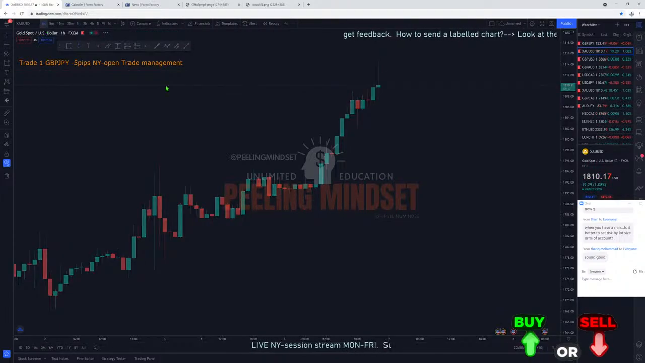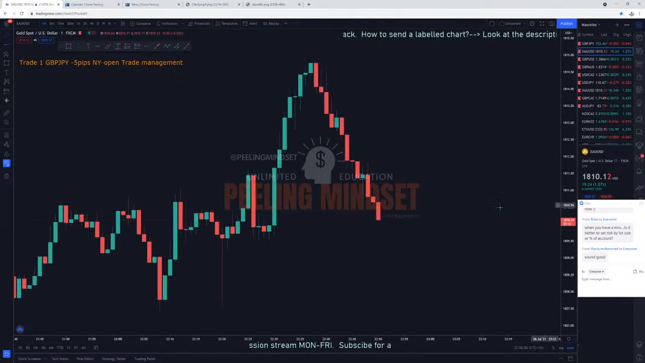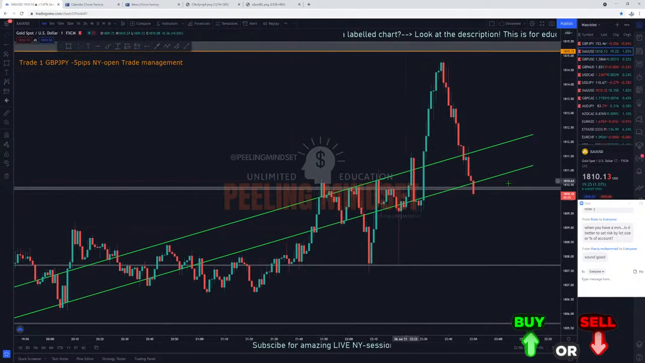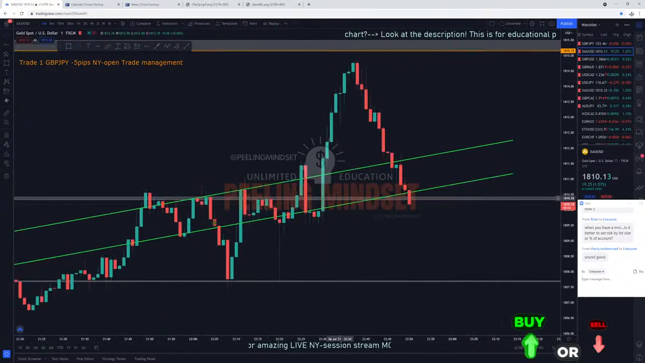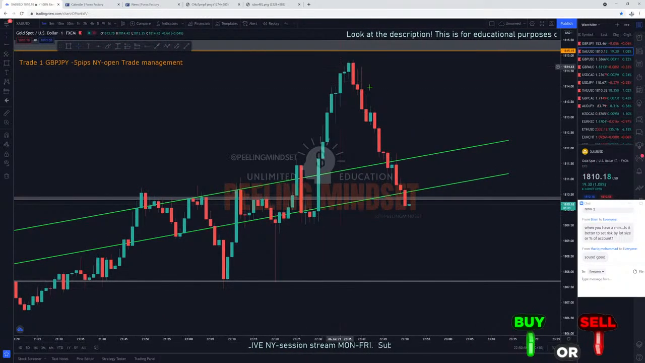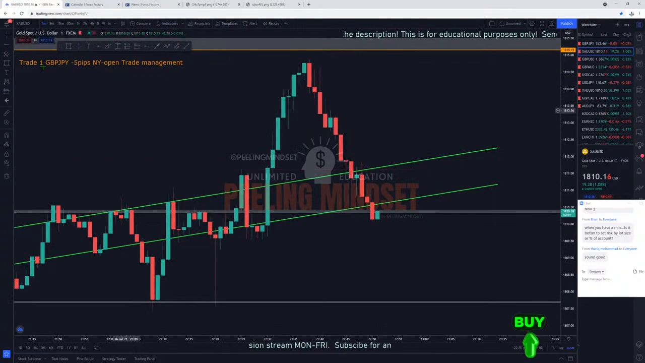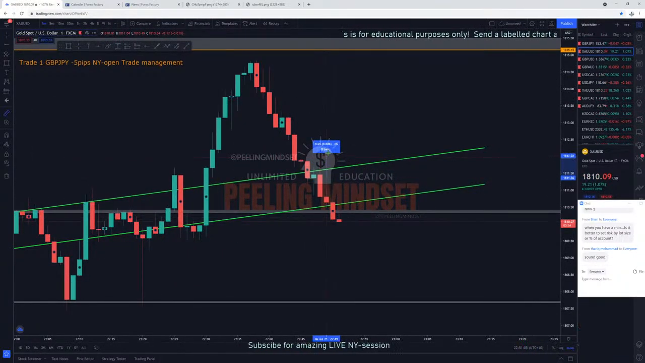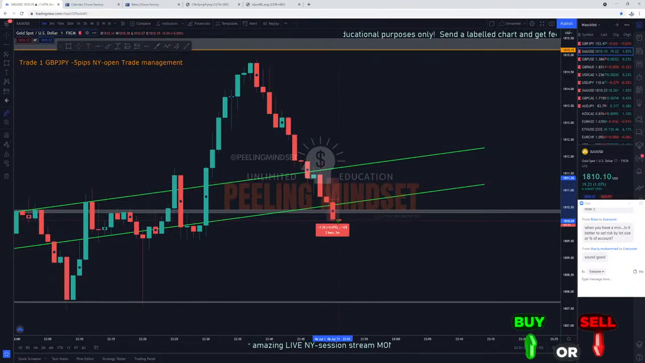And gold is just doing its thing. Gold is definitely doing its thing. Look at this: it broke the channel, moved up, came back in the channel, and moved aggressively all the way down. And there's nobody stopping gold.